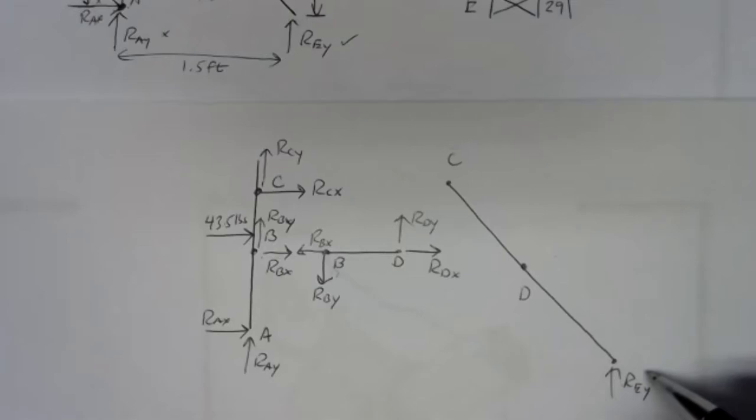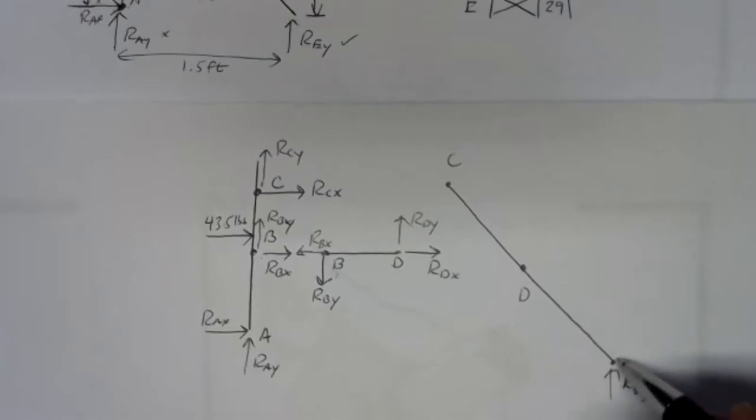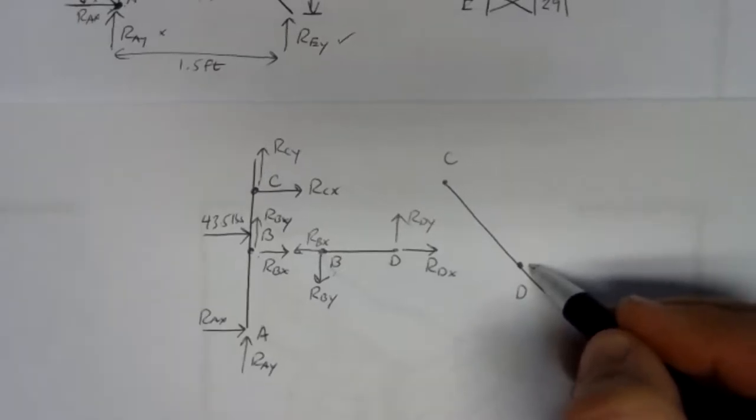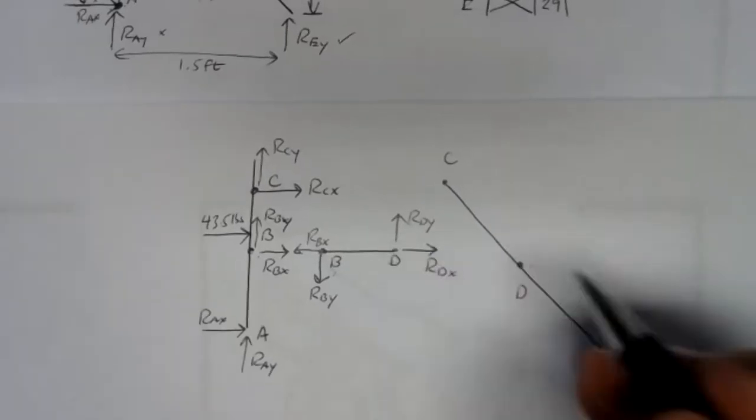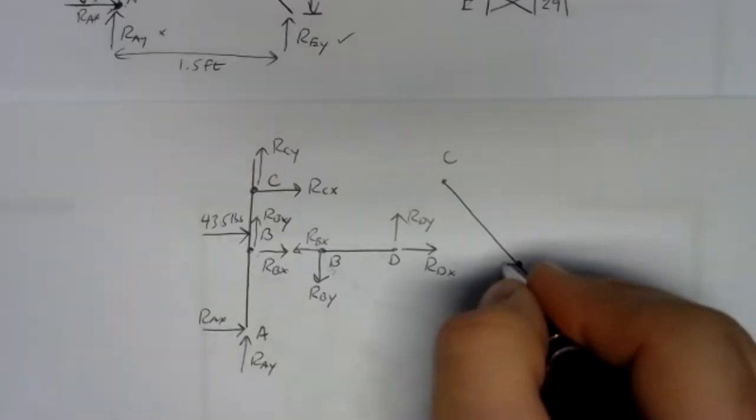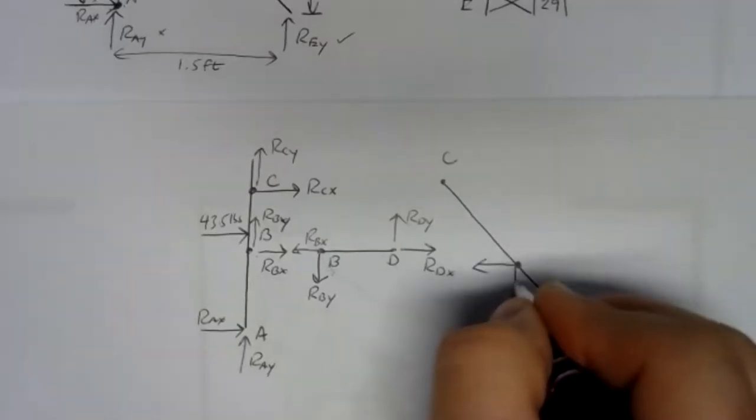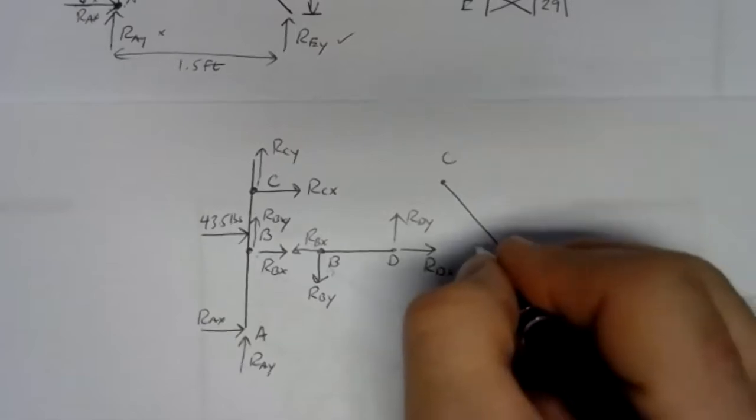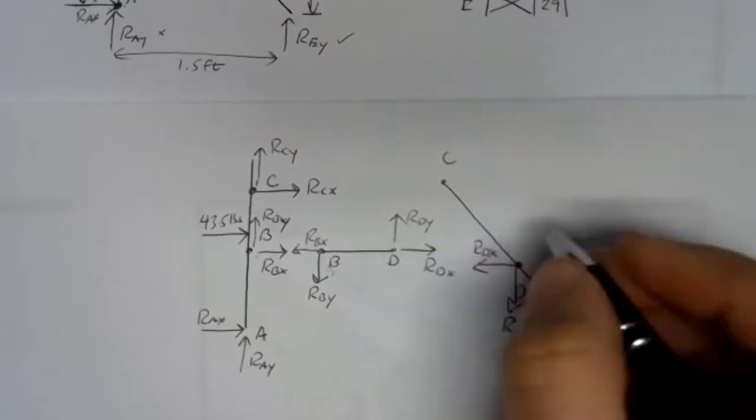Now let's go over to member CE. There's the second time I'm seeing D. So I've got to draw the arrows so they'll fit with the first time I saw it. Newton's second law says opposite directions. So I'll have RDY and RDX.